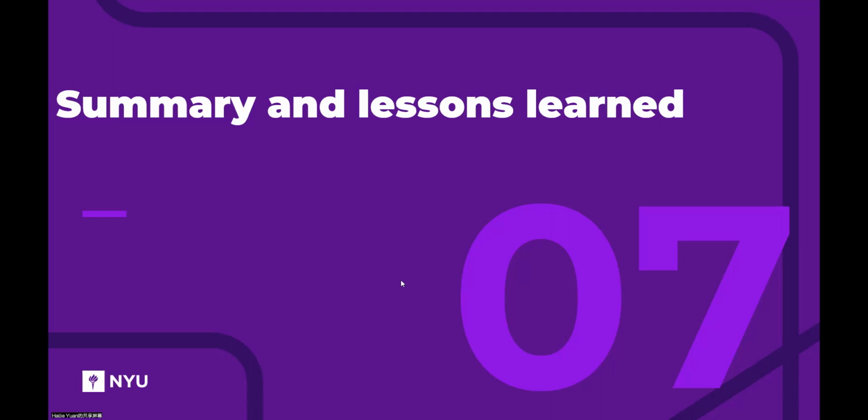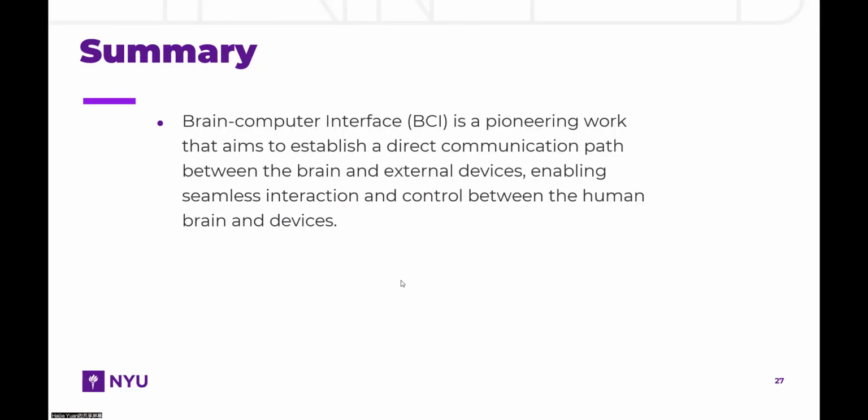The final part is summary and lessons learned. Summary: BCI is a pioneering work that aims to establish a direct communication path between the brain and external devices, enabling seamless interaction and control between the human brain and devices.